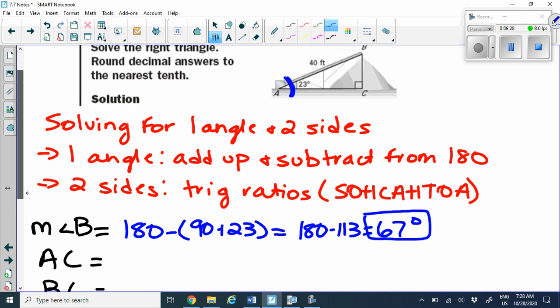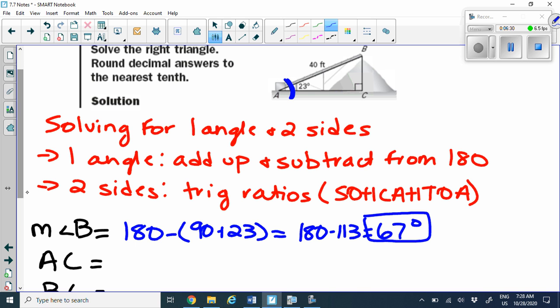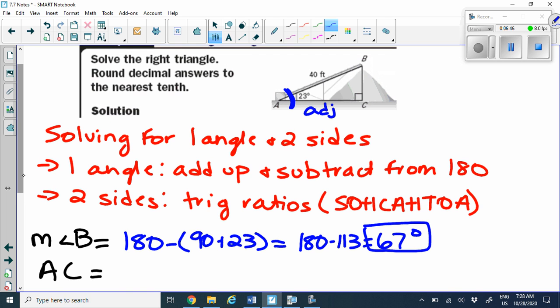Okay, so since we're finding AC first, notice here, AC is right next to 23. Remember the words next to means adjacent. Now the only other side that we are given is AB, 40 feet. Notice that's across from the 90-degree angle. Any side across from the 90-degree angle is our hypotenuse. So we have adjacent over hypotenuse.